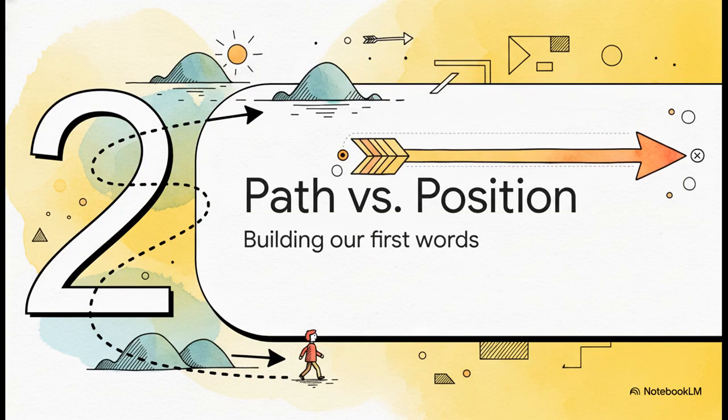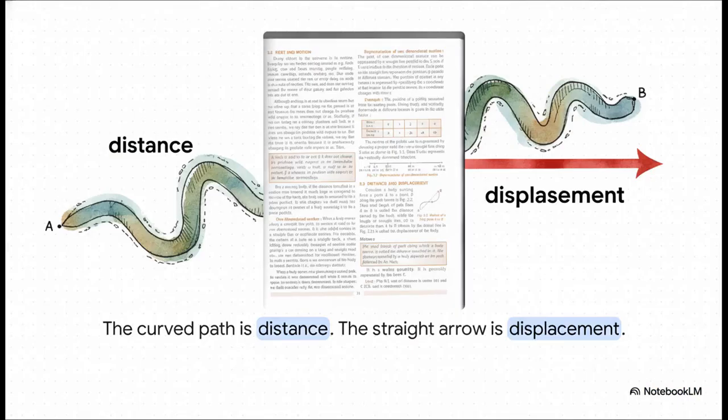Okay, so we've got our alphabet, scalars and vectors. Now we can start building our first real words to describe motion. And we'll start with two ideas that sound really similar but are totally different: the actual path you take versus where you end up. And this image just lays it out so perfectly. Imagine you walk from point A to point B, but you take that long, winding, curved path. The total length of every single step you took along that path, that's the distance. But the displacement, that's just the shortest straight-line path from where you started, A, to where you finished, B. It only cares about the start and end points.